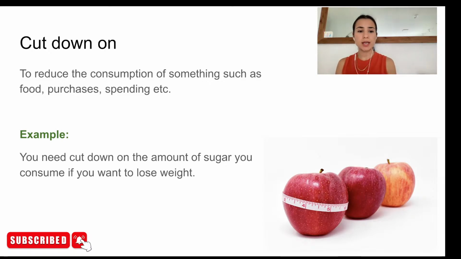An example could be, you need to cut down on the amount of sugar you consume if you want to lose weight. Okay? So that's one way that we can use cut down on, to talk about cutting down on the amount of something. You need to cut down on your expenses if you want to save money. That's another example we could use. I need to cut back on how much I am spending because I am not able to save any money at the end of the month. Another way we can use it.